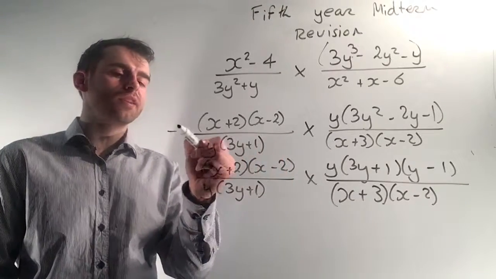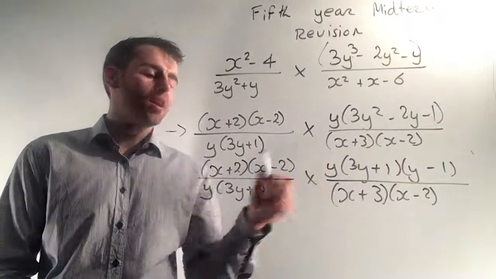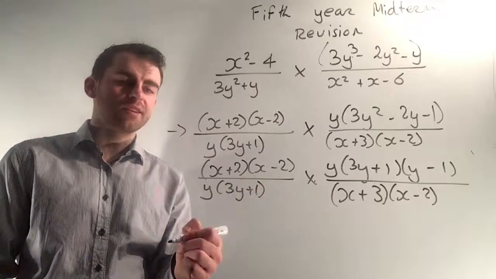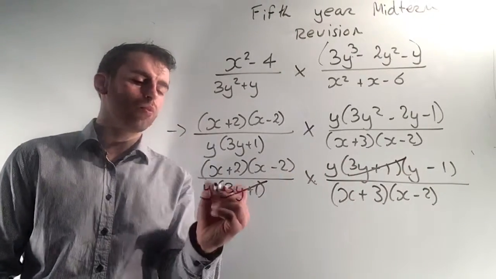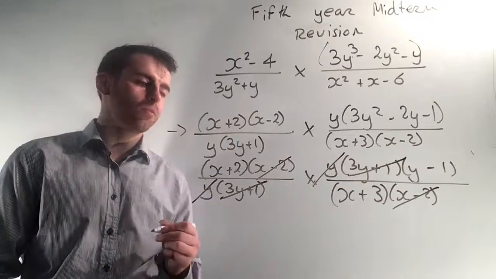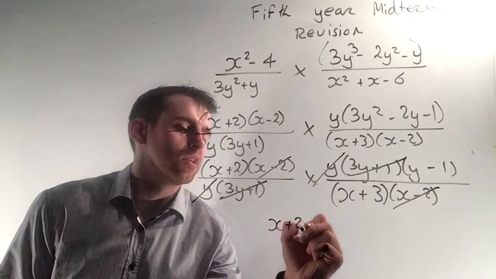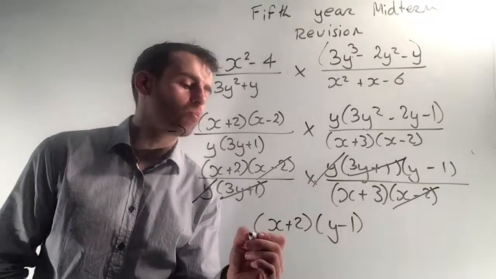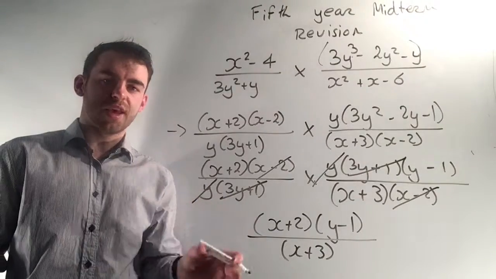All you can really do on the second line here is realize that this is a y squared, a y, and a number, so that's a quadratic as well, and you can factorize it. When you get to this stage, because that's a multiply, anything that's on the top and on the bottom you can cancel out. So 3y plus 1 cancels with 3y plus 1, y cancels with y, x minus 2 cancels with x minus 2. You have to make sure you write your final line. A lot of people lose marks because they don't write what they're left with. So what I'm left with on the top is x plus 2 times y minus 1. What I'm left with on the bottom is x plus 3. So my final answer there is just that.